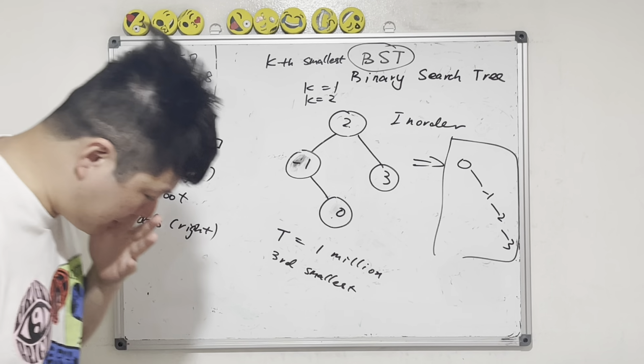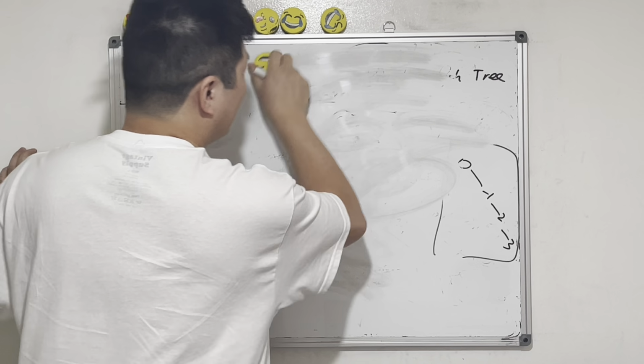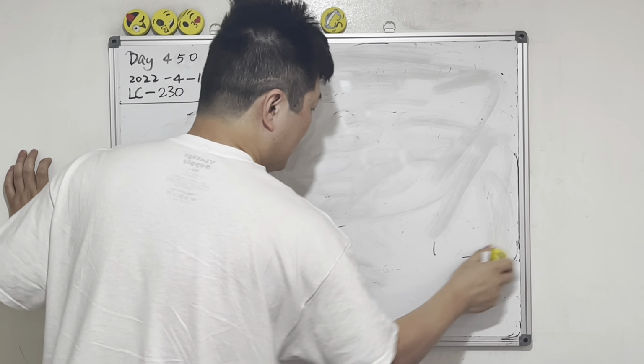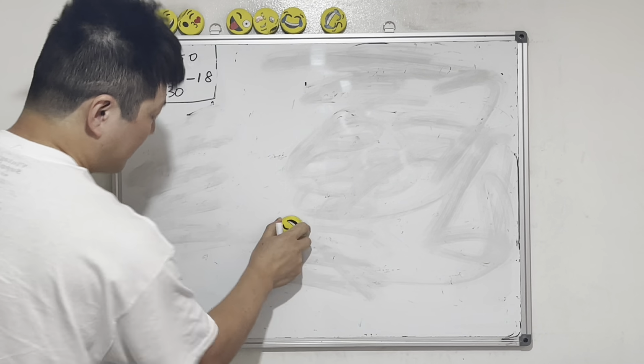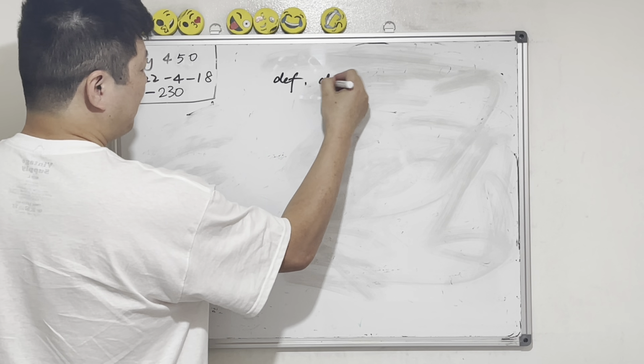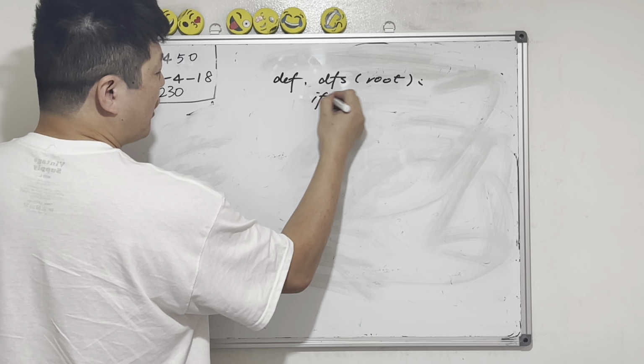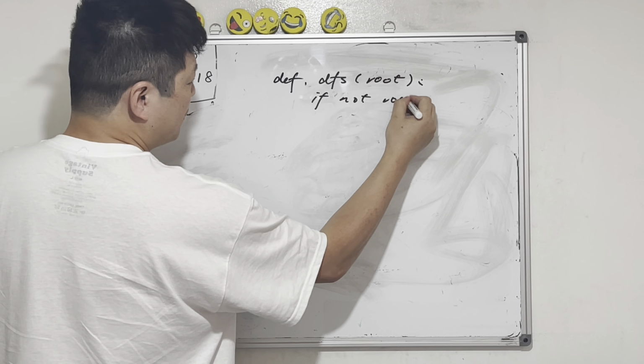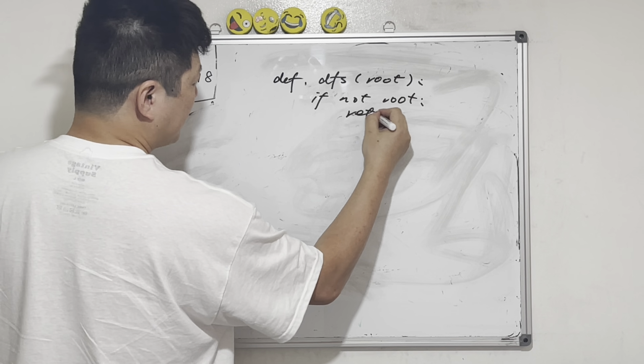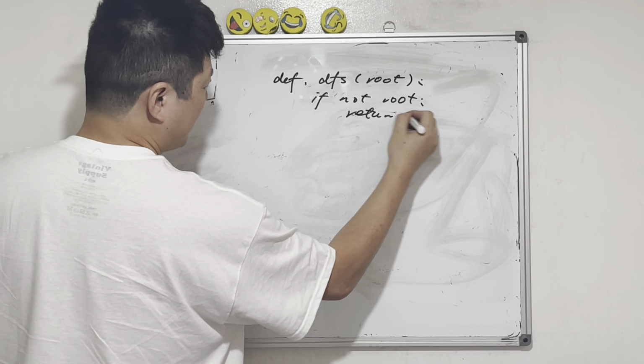So I'm going to write a few methods, and you tell me which one is the best. Okay, the most naive way of doing this. Let's say define dfs of root. If not root, we return an empty list, and then we can do this.